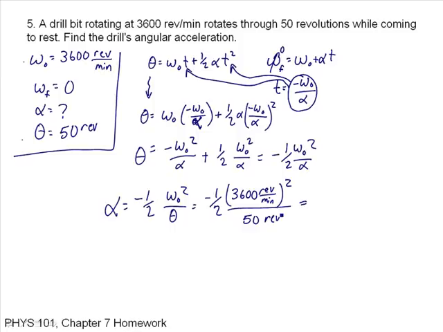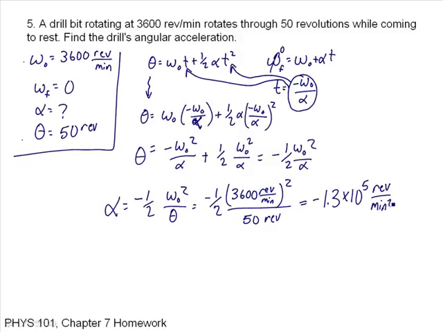So let's see, I have 0.5 times 3,600 divided by 50. Oh, 0.5 times 3,600 squared. I get 1.3 times 10 to the 5th. Negative 1.3 times 10 to the 5th. That's in revolutions per minute squared.